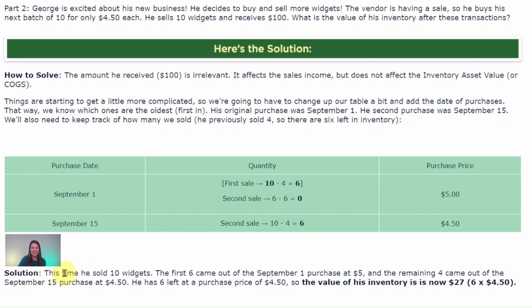So, reading through this solution, this time he sold 10 widgets. The first 6 came out of that September 1st purchase at $5, as mentioned here. And then the remaining 4 came out of the September 15 purchase at $4.50 right here. So, again, he has 6 left over at the purchase price of $4.50. And so the value of his inventory is now $27. It's that 6 times $4.50, which is exactly what we did. And that is it. That is how we would calculate inventory value. And again, that's at a beginner level.